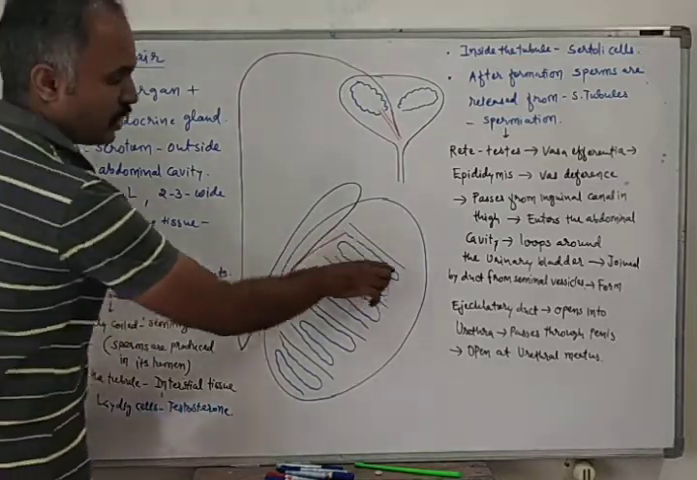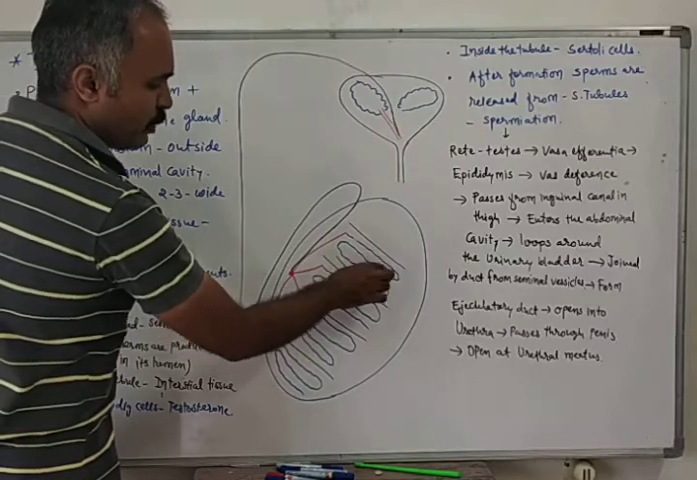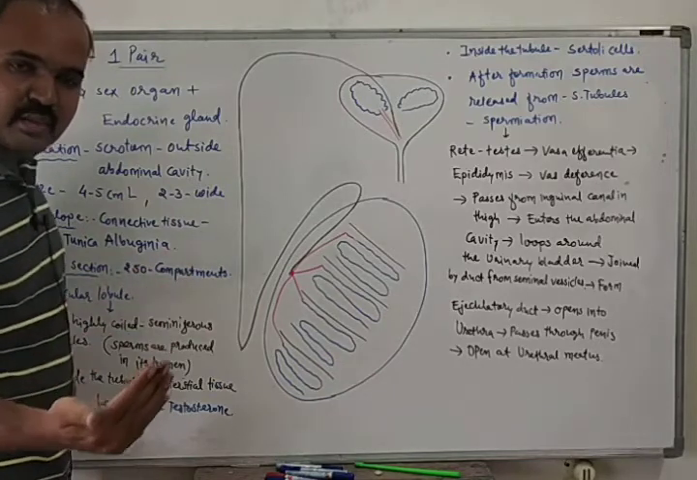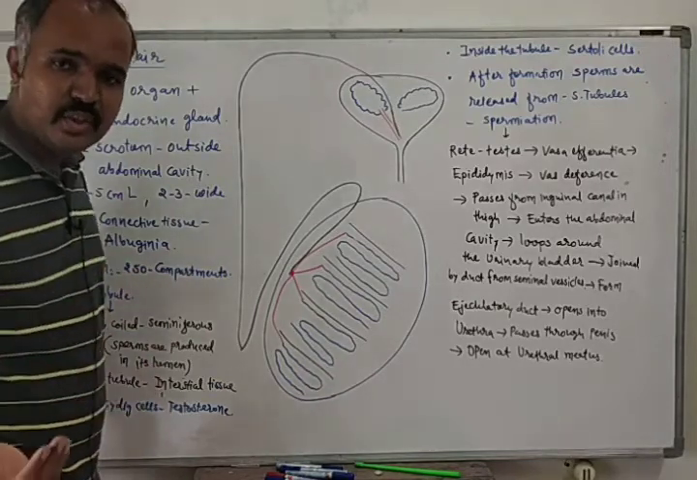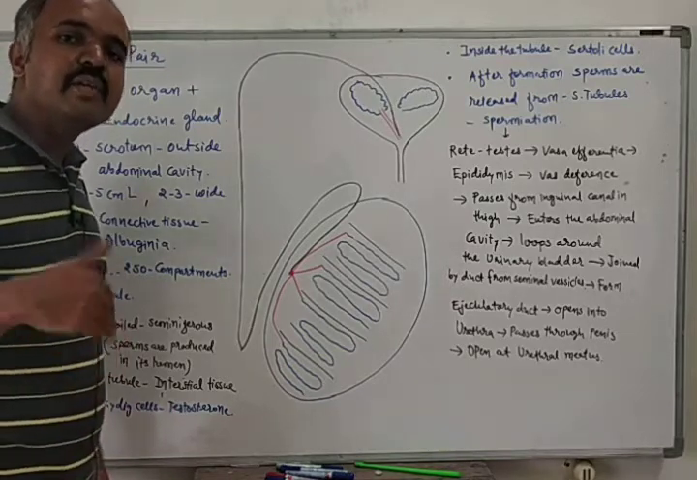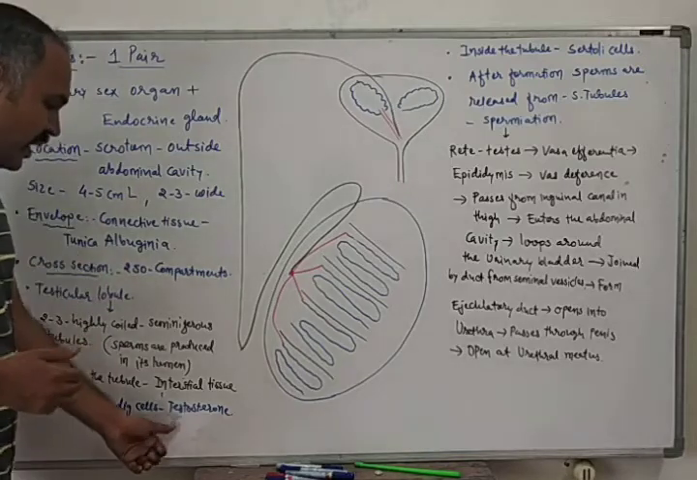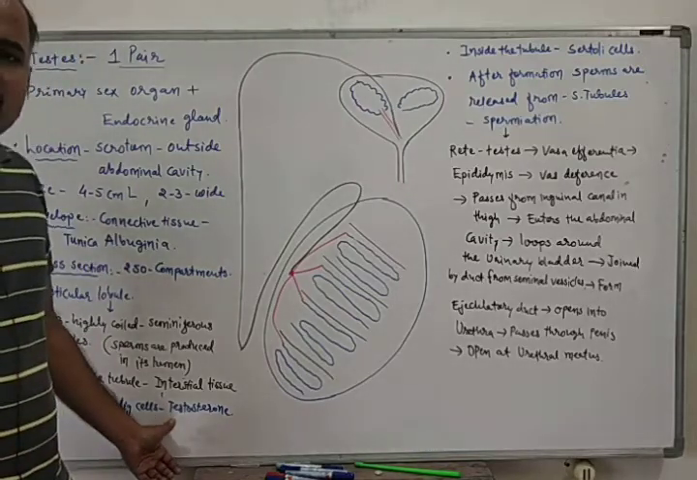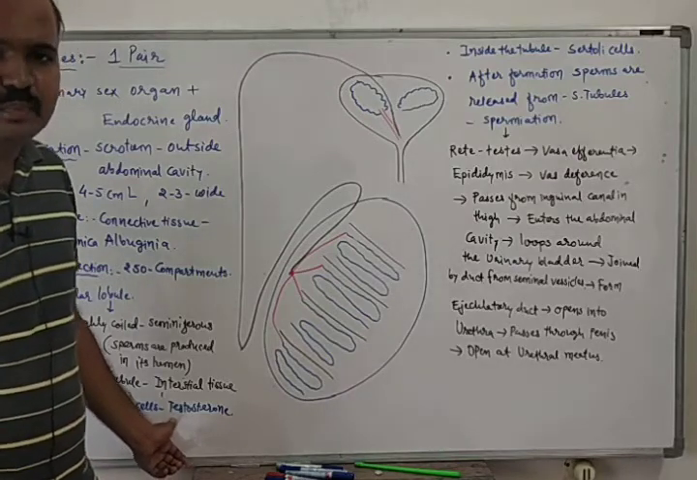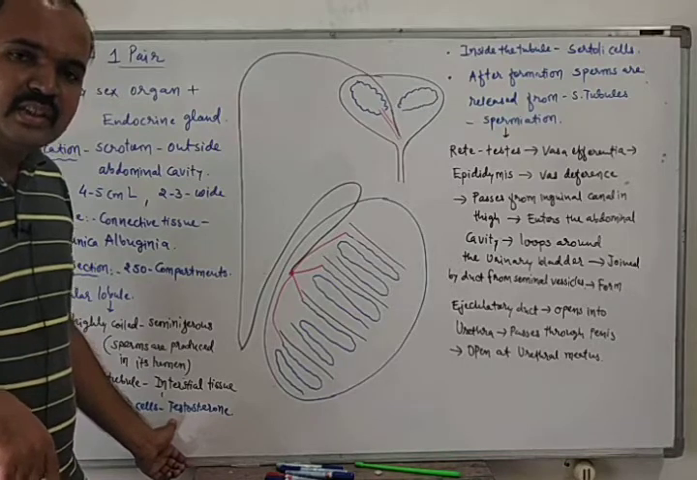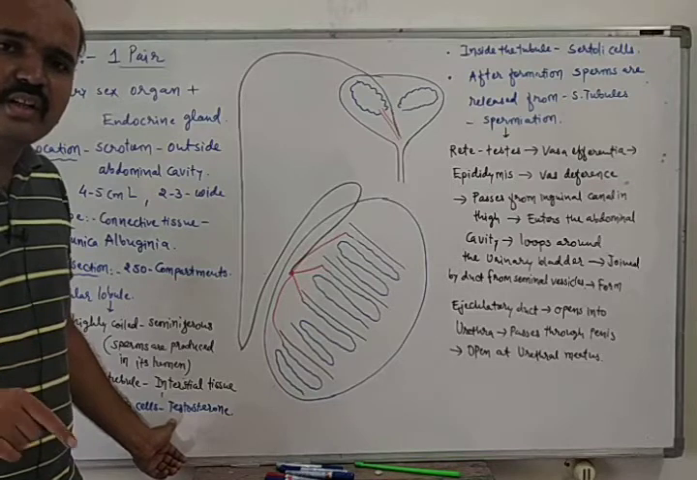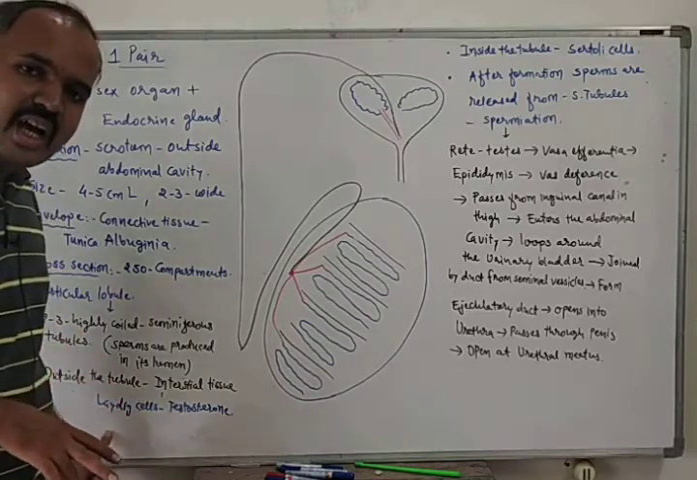So seminiferous tubules are present in compartments known as testicular lobules. But outside of the seminiferous tubule, interstitial tissue is there, and that tissue has interstitial cells or Leydig cells, which release testosterone hormone, and this testosterone hormone is essential for the beginning as well as the continuation of spermatogenesis. So spermatogenesis occurs under the action of the testosterone which is released by the Leydig cells.